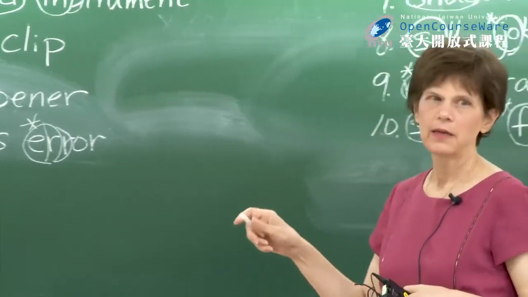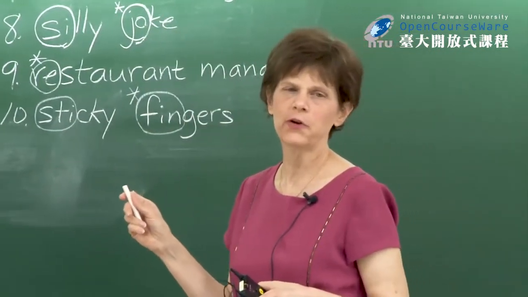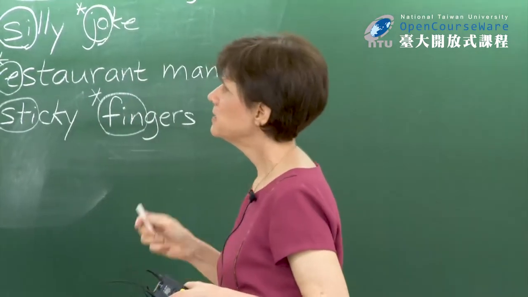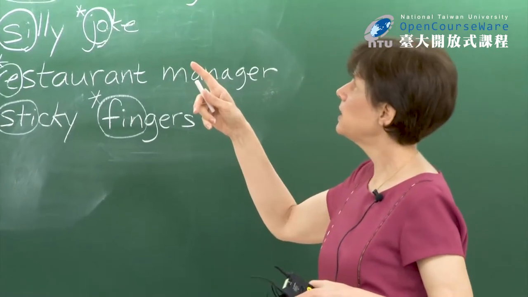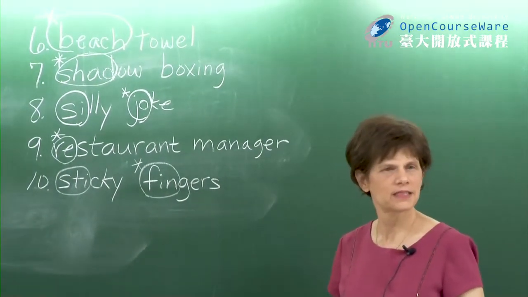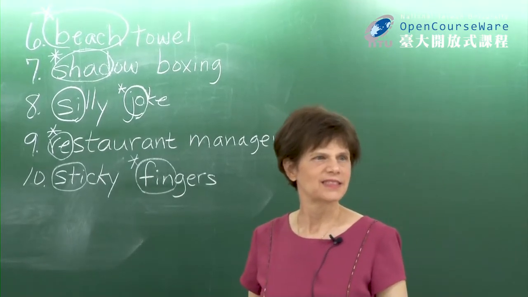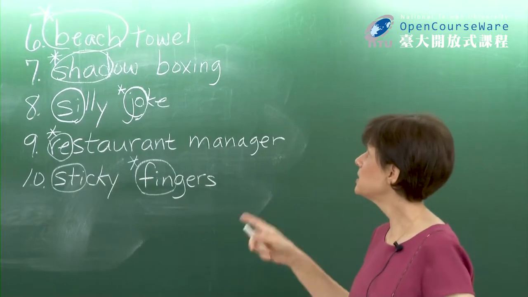So ER. As you do these quizzes, you will get a feel for where we prefer having our syllables divided. Serious error, that's just an adjective plus a noun. Six, everybody read. Beautiful. And what is that? 那什么东西? 海滩用的那个大浴巾, okay? Beach towel is correct.